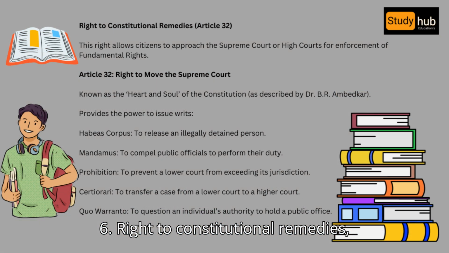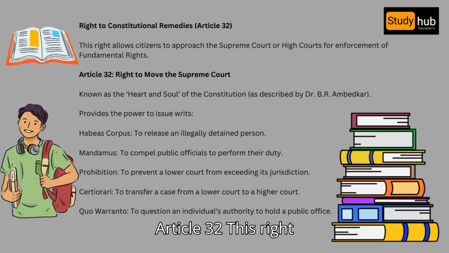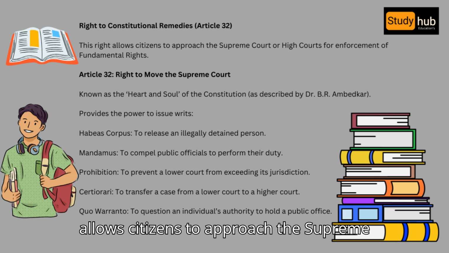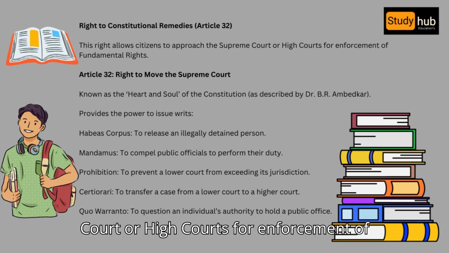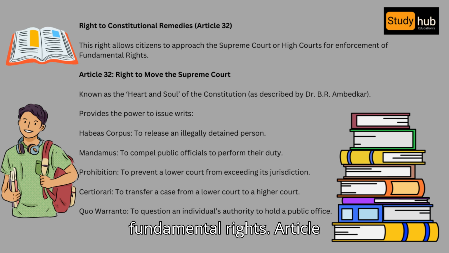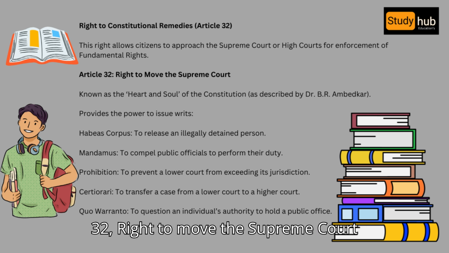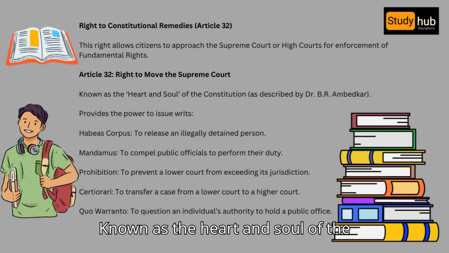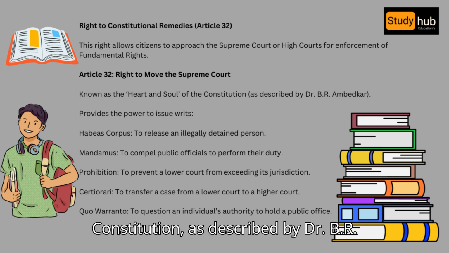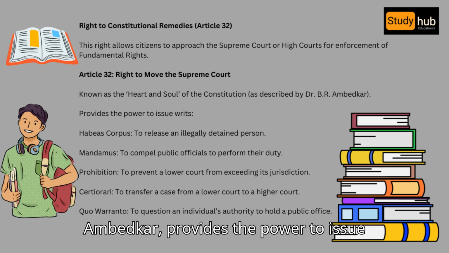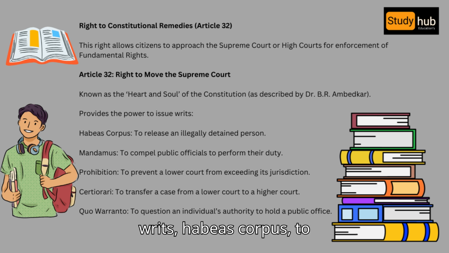6. Right to constitutional remedies, Article 32. This right allows citizens to approach the Supreme Court or high courts for enforcement of fundamental rights. Article 32, Right to move the Supreme Court. Known as the heart and soul of the Constitution, as described by Dr. B.R. Ambedkar. Provides the power to issue writs.